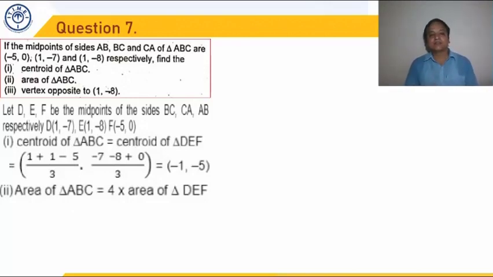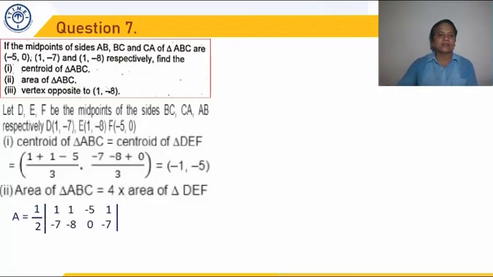So we'll use this condition. We will find the area of the triangle with vertices D, E, F and then multiply it by 4 to get the area of the bigger triangle, that is the area of the triangle ABC. Now how do we calculate the area of a triangle? A equal to half, we write the vertices. We can start from anywhere: 1, minus 7; 1, minus 8; minus 5, 0. Don't change the order and repeat the first vertex, 1, minus 7, we repeated.